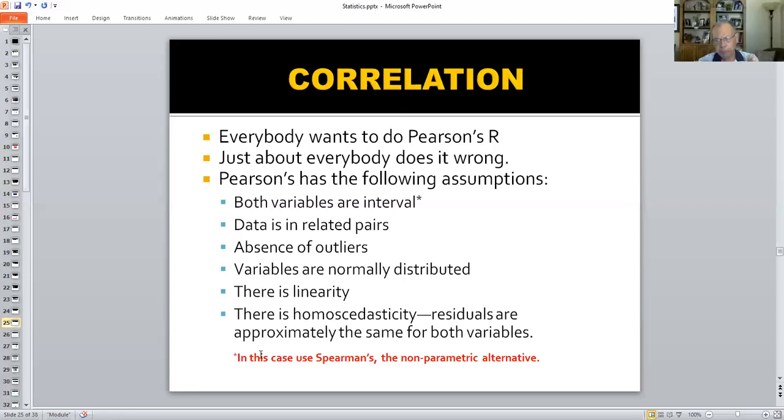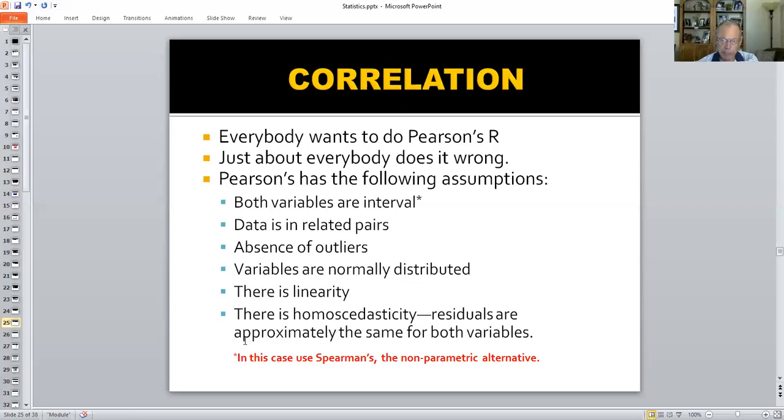Now, what's a residual? When you draw a trend line, almost none of the dots will fall on the trend line. The distance from the dot to the trend line, that's the residual. But the shape of the residual has got to be about the same for both variables. I'll show you a picture.